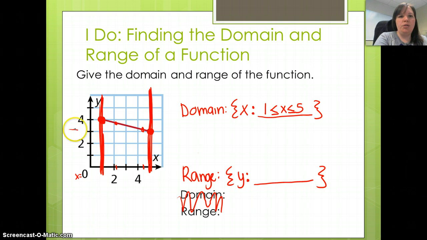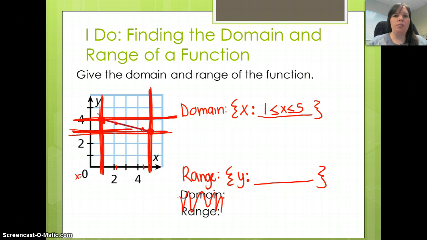Well, again, using these lines to help us, if I put these horizontal lines, you can see that the y values that we have fall in between those two. I've basically boxed in my graph there to help me define the domain. So these would be x values, and these would be y values, and the range.